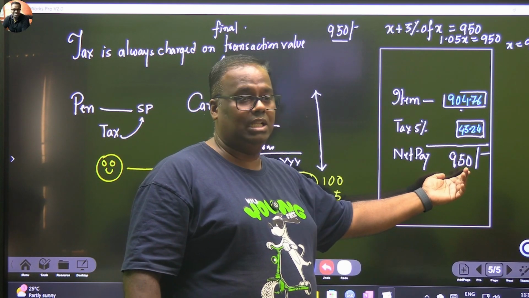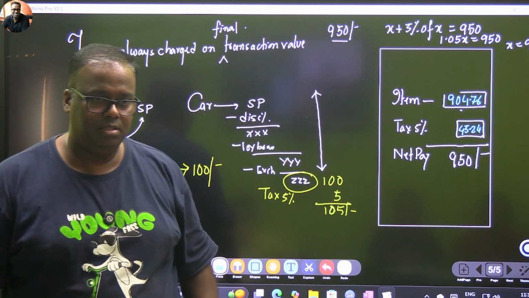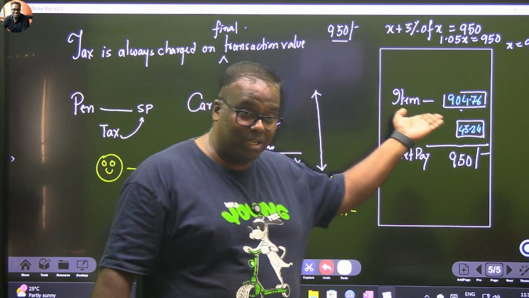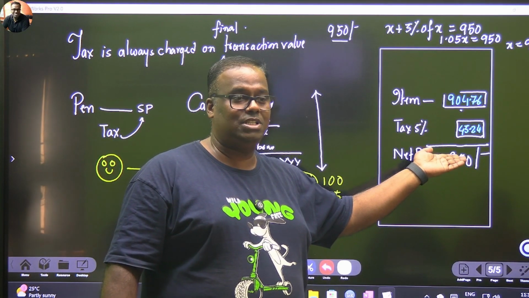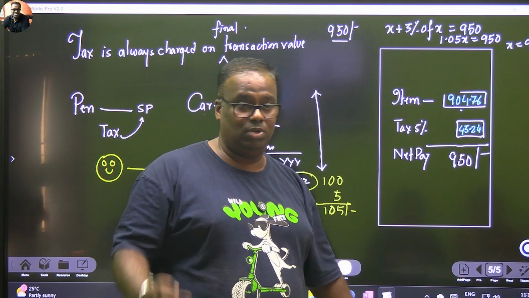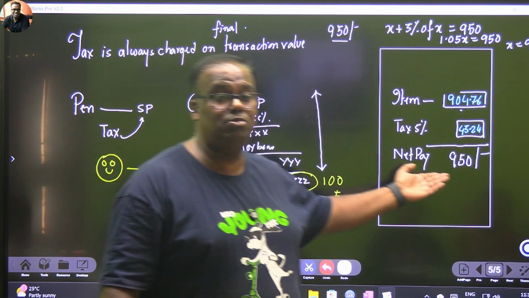Some illiterate customers used to fight. You have written 200 there. Arey, 200 is the price of the burger. You have to pay tax on it. So 5% tax means how much the burger becomes? 200, 10% is how much? 20 rupees. 5% is 10 rupees. So the burger price becomes 210.